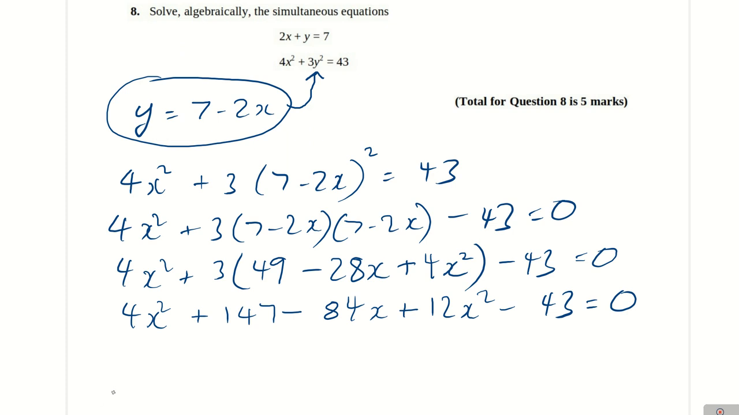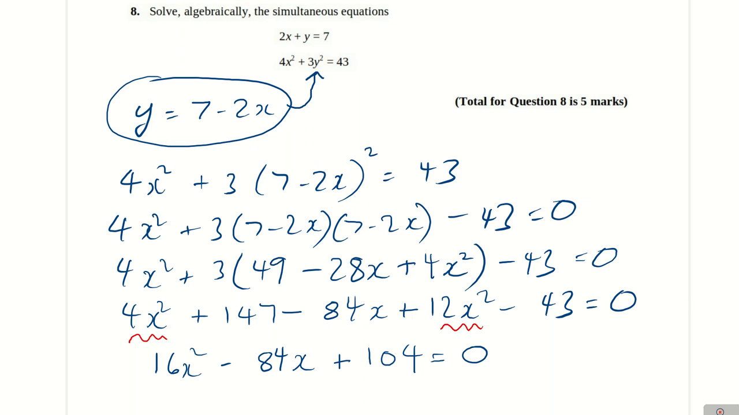Now we've got to collect like terms. We've got a 4x squared and a 12x squared, which makes 16x squared. We've only got one term in x, so that stays as minus 84x. Then we've got a plus 147 and a minus 43. Combine those and we get plus 104 equals 0.